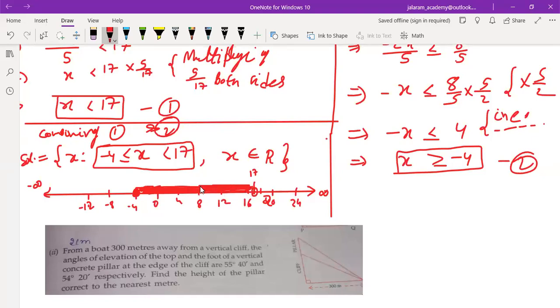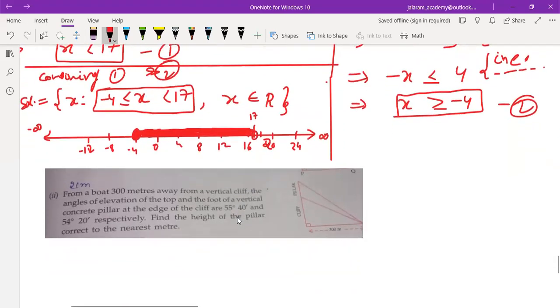Hope you must have understood. Otherwise, ask in the comment box if you have any doubt. Including minus 4, so this circle is colored. Excluding 17, so this circle is not colored. 17 is left uncolored, as it shows that 17 is excluded. Or you can show all the points on the number line also. There is less space, so I have taken 1 centimeter equals 4 units.